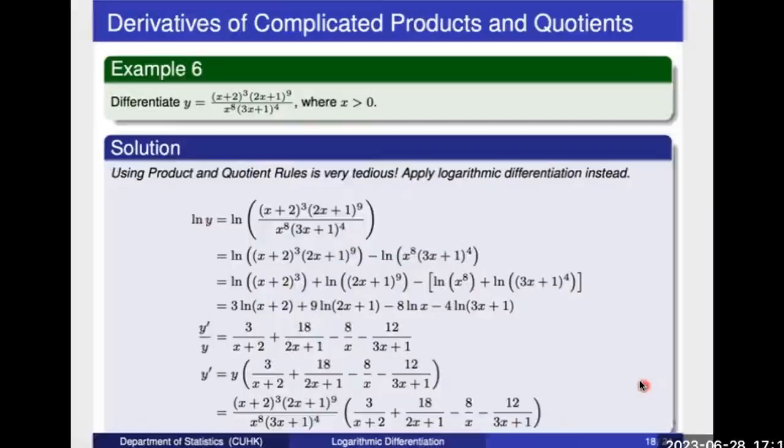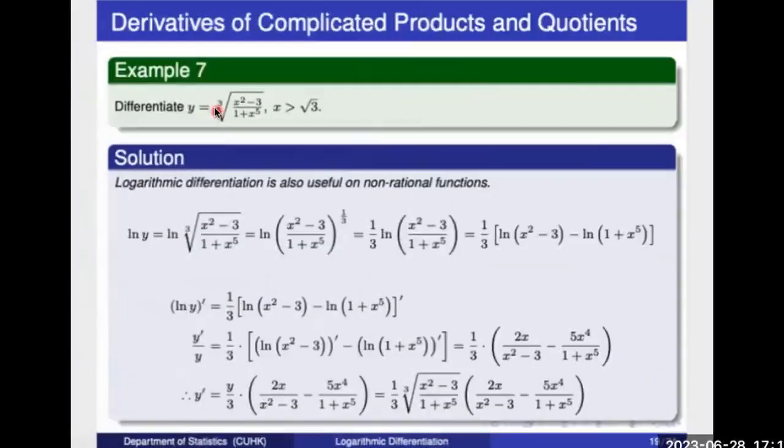On screen you can see another example where we are asked to differentiate y equals the cube root of x squared minus 3 divided by 1 plus x raised to the power 5, where x is greater than the square root of 3. This is a problem that involves finding the derivative of a non-rational function. The solution uses logarithmic differentiation to make the process easier.